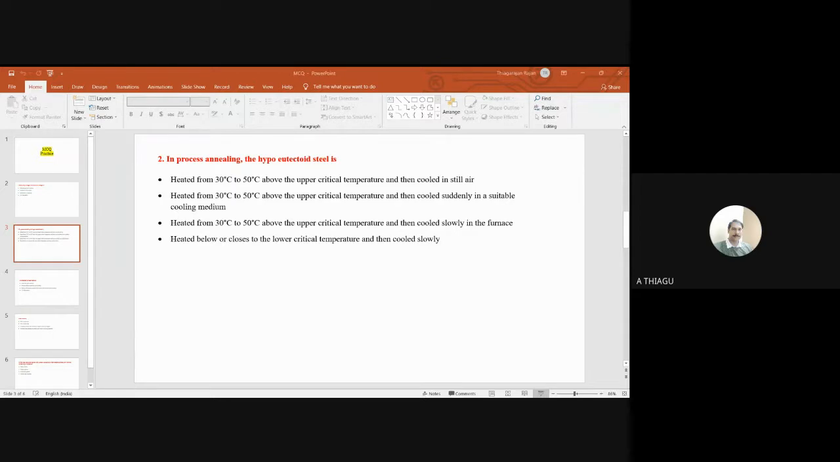In process annealing, the hypo-eutectoid steel is, which one is correct? The single picture will have different information. I just marked some different colors: pink color, blue color, green color. In process annealing, the hypo-eutectoid steel is, which one is correct? Upper critical temperature means 727 degree. Which one is correct?